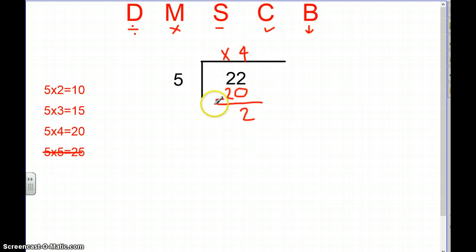So now I'm going to compare and check. I'm going to make my new house, and I'm going to compare and check. Can 5 go into 2? Nope, it cannot. And I look to bring down another number, but guess what? There's no other numbers to bring down. So that means that this 2 right here is my remainder. So 22 divided by 5 is 4 with 2 left over.